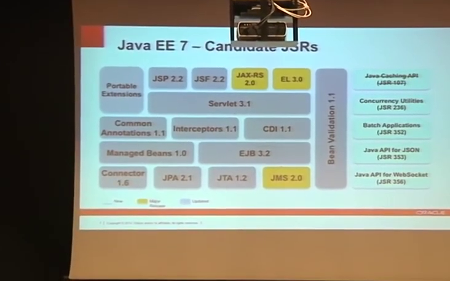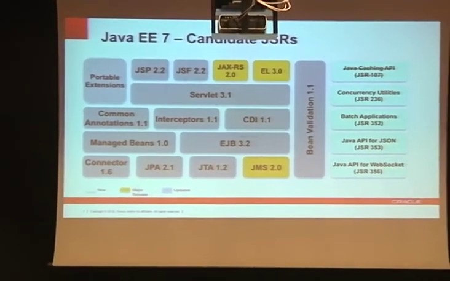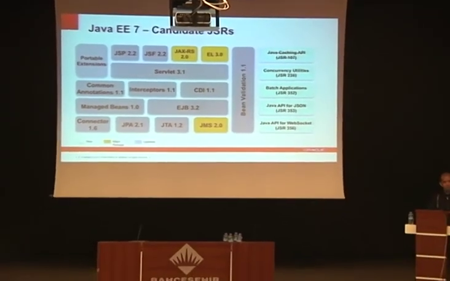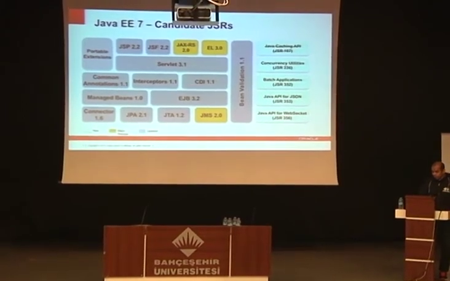Similarly, JMS, which is in the yellow/orange box, is growing from 1.1, which was done way back in December of 2003, to 2.0. It's catching up with all the language improvements that have been done recently.